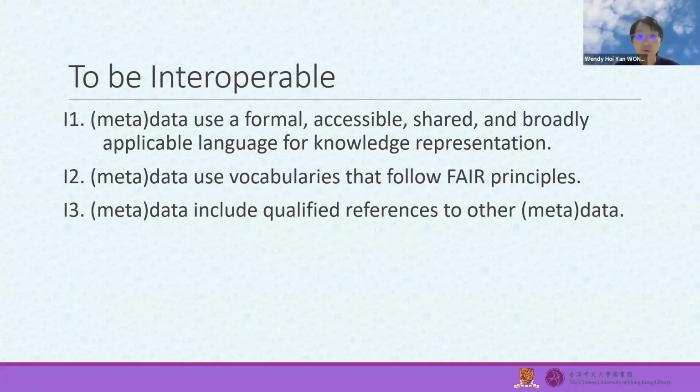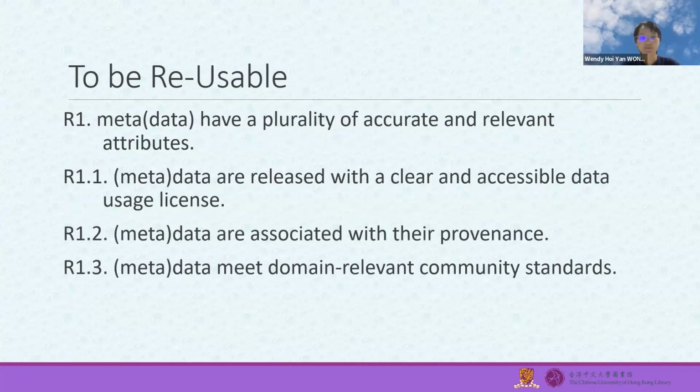For example, for a book in the library, when you search a book, you can know the title, the publisher, publishing year, who are the authors involved, if it is a video recording, who are the producer, those information. Those information that you can find on the website of the library catalog is called metadata. So metadata is the data used to describe another set of data. So these are the original statements of the FAIR data principle.